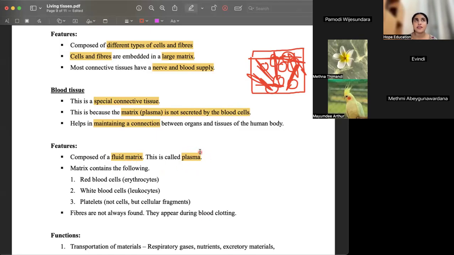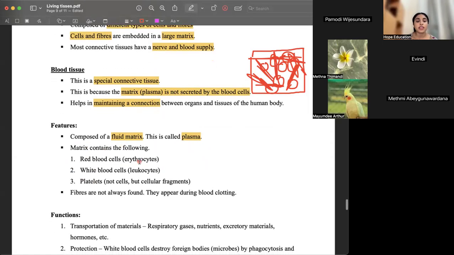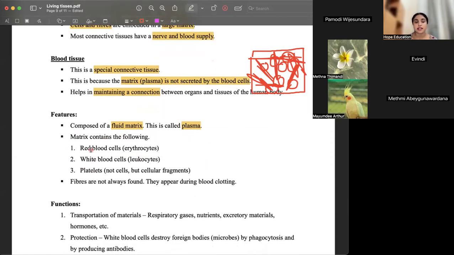We will learn more details about plasma in grade 11, lesson number 6. Let's see what is in the matrix. There are 3 types of cells.